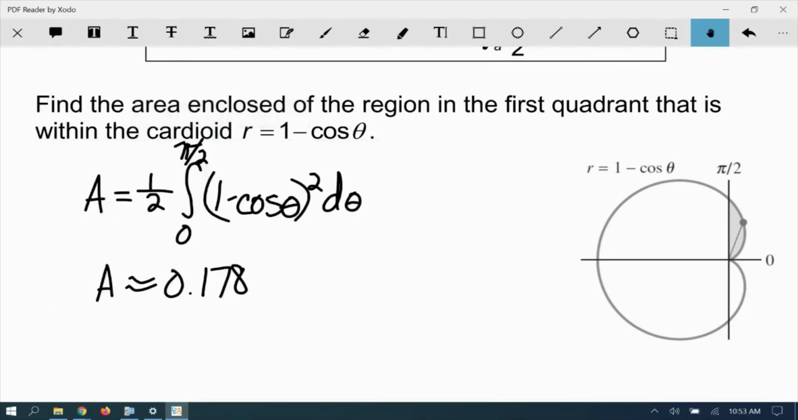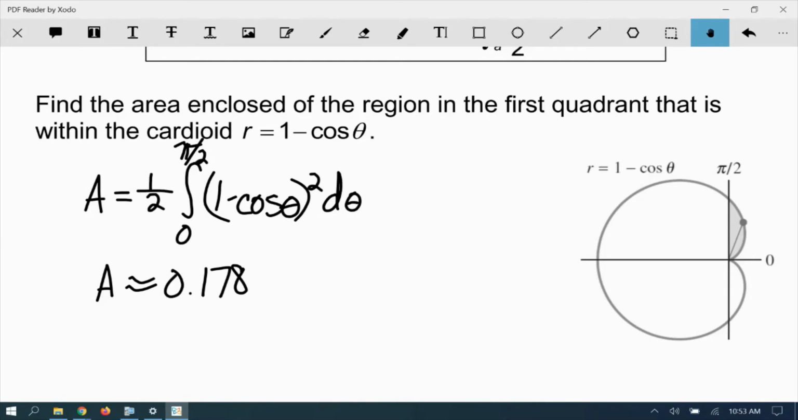Okay, so here's what you should have come up with. 1/2 times the integral from 0 to pi over 2. Those are my theta values that constrain that shaded area we have there. And then my r equation is 1 minus cosine theta. So that's my r squared. And then I've got my d theta, and then just plug it into the calculator.